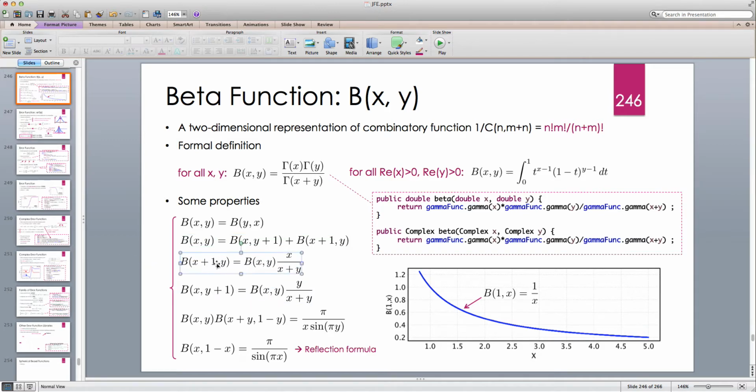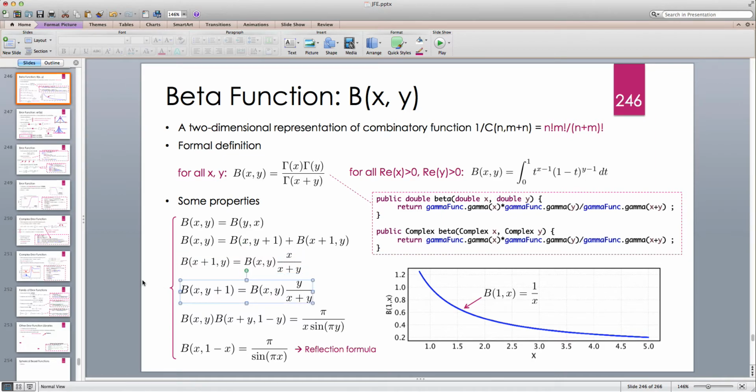So beta of x plus 1 and y is beta of x and y times x over x plus y. That's because gamma of x plus 1 in the numerator is just x times gamma of x, and gamma of x plus y plus 1 in the denominator is just x plus y times gamma of x plus y. So beta of x and y comes out, and there is an x over x plus y.